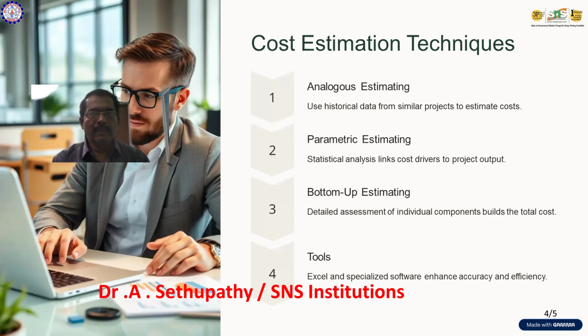The second one is parametric estimating. This is statistical analysis, so we use the analysis method to estimate the cost. The third one is bottom-up estimating. This is a detailed assessment of individual components. We have many components to assemble the product. Each component has a different manufacturing process and different materials, so each component has a different cost. These are all included in bottom-up estimating.